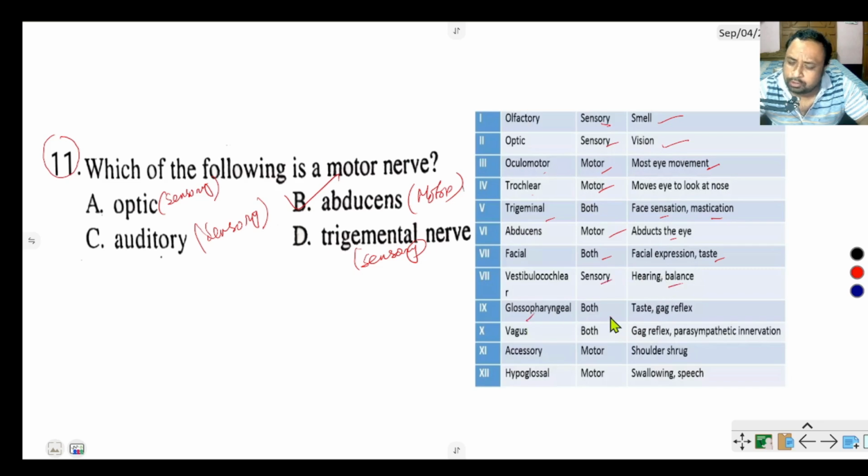Glossopharyngeal, a mixed nerve, sensory and motor both, for taste and gag reflex. Vagus is also a mixed nerve, for gag reflex and parasympathetic innervation. Accessory is a motor nerve for shoulder shrug, and hypoglossal is a motor nerve for swallowing and speech. This is a very important topic from which MCQ questions come in different exams.